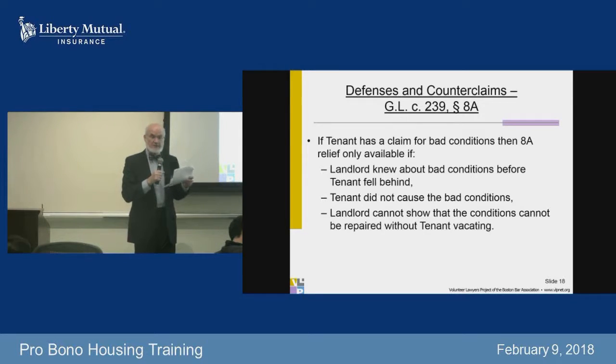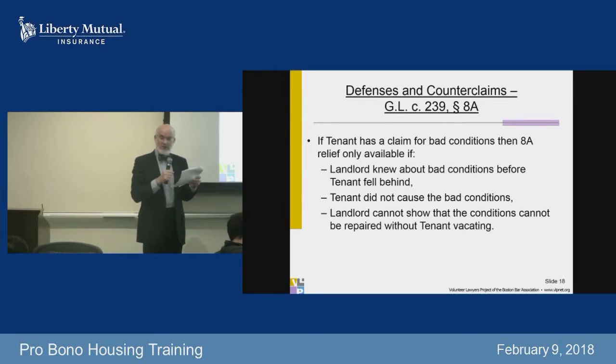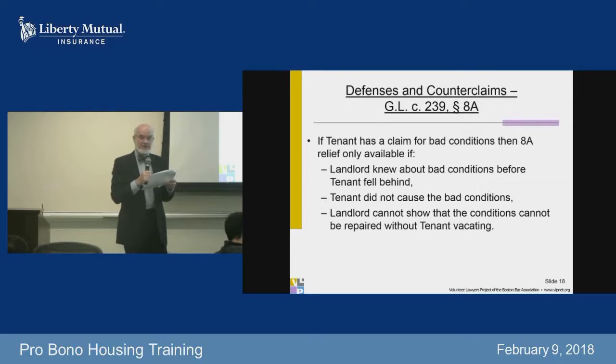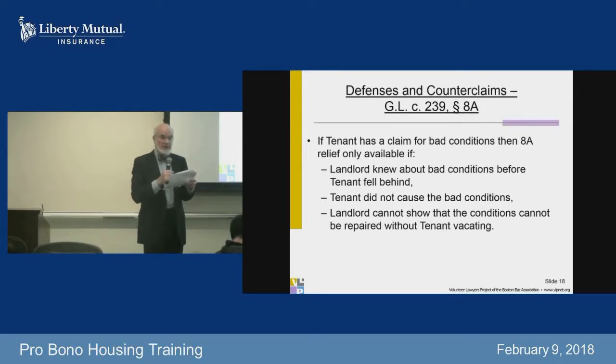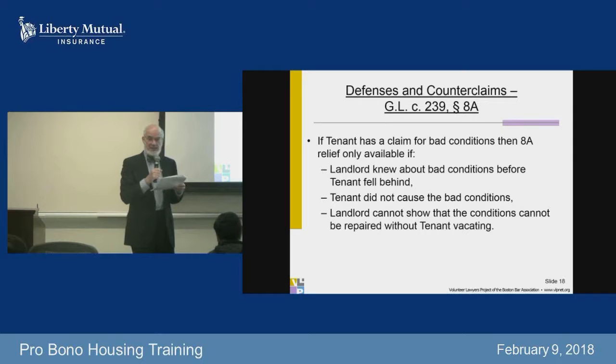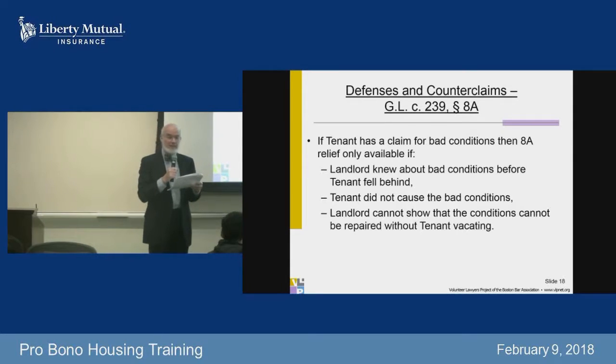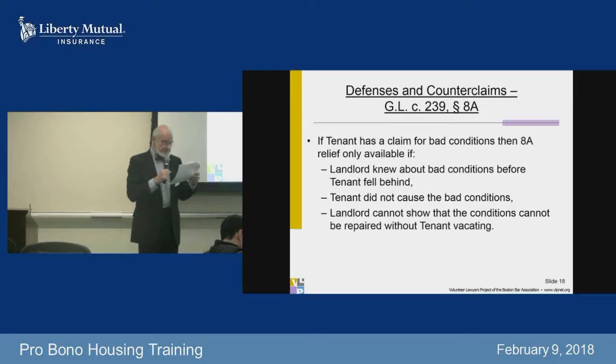And so landlord's knowledge is going to be critical, but there's no particular way for the tenant to prove it. It can be proved based on inspection reports. It could be proved based on text messages to the landlord. It could be proved based just on the tenant's statement, I told the landlord.